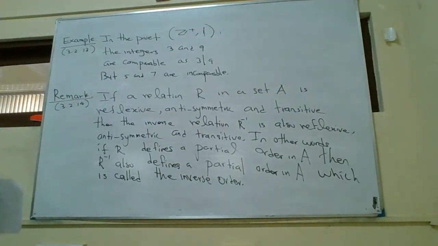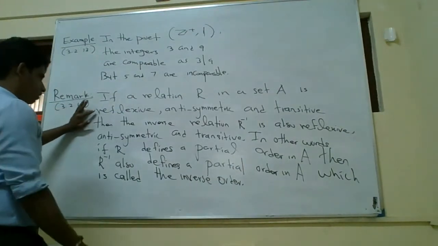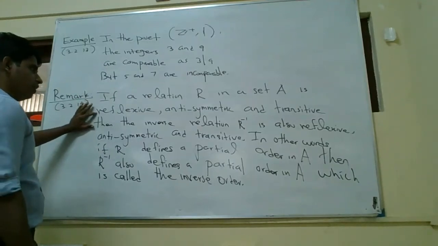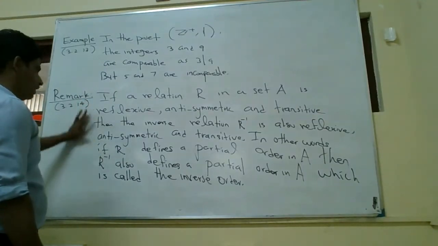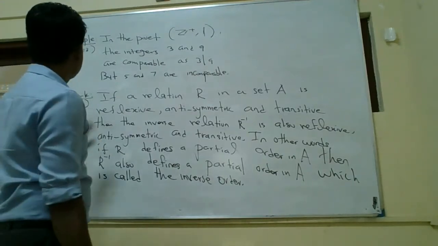Now, for this remark, you want to check that suppose R is a partially ordered set relation, then R inverse is also a partially ordered set relation. We check that part.